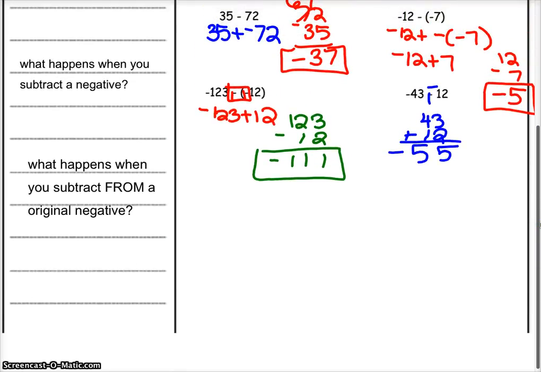A lot of kids take that difference and they think that it's negative 31. Please don't make that mistake. That is the most common mistake between any 7th through 12th grade student. If you're negative and you're minusing, you're going more negative.